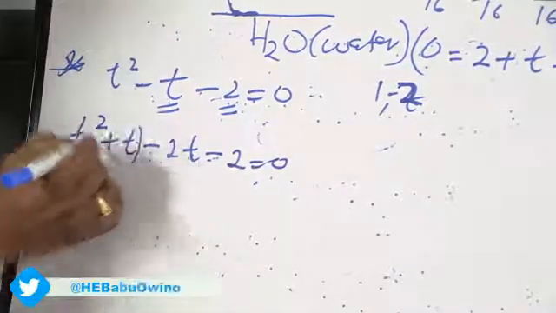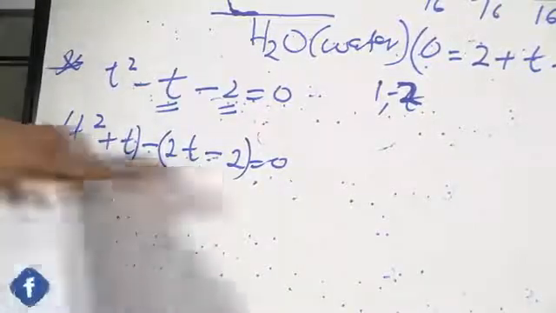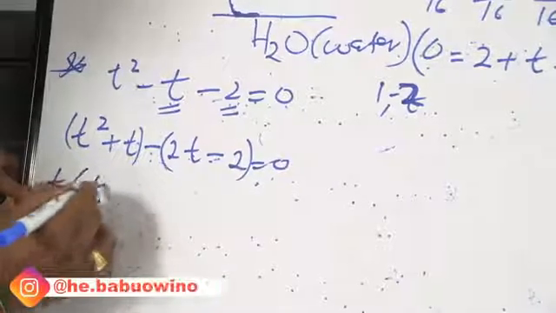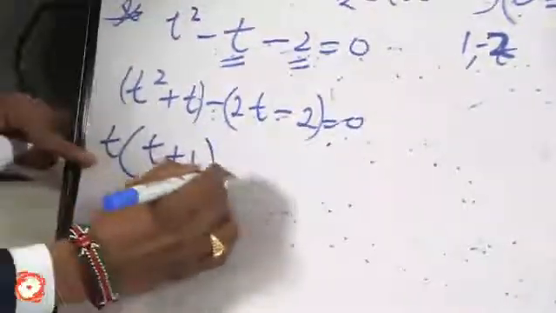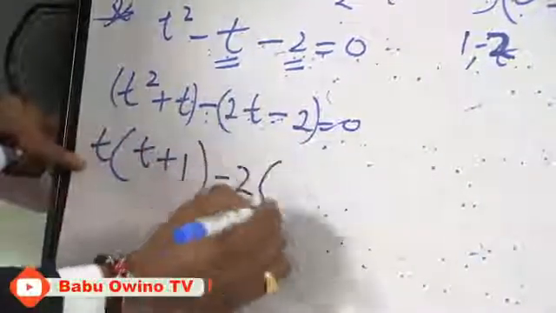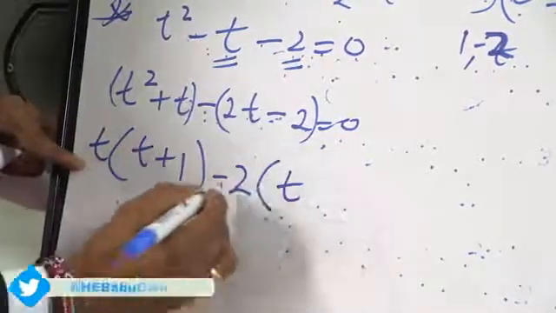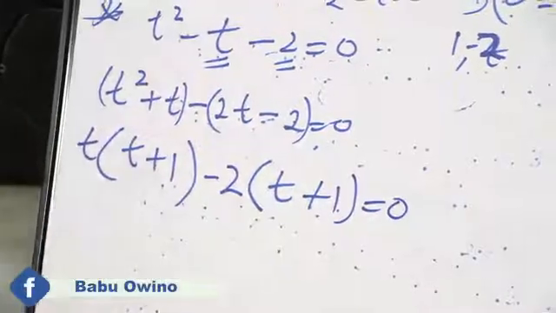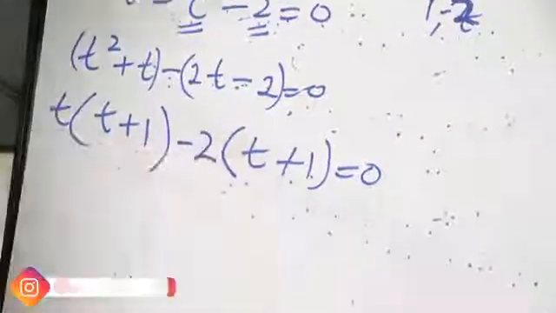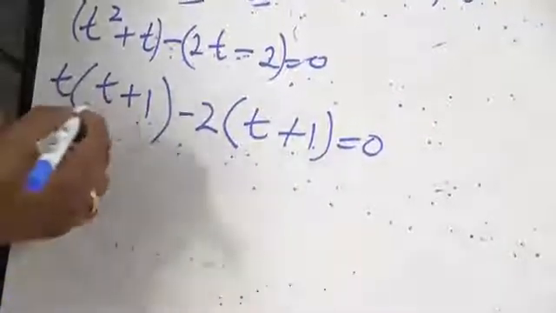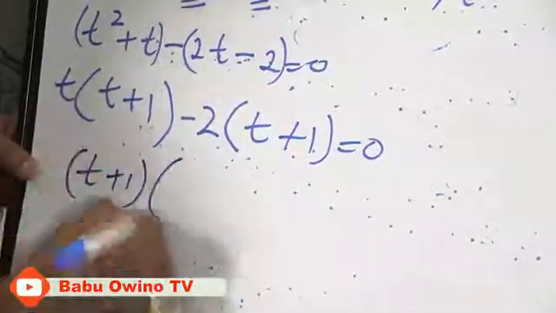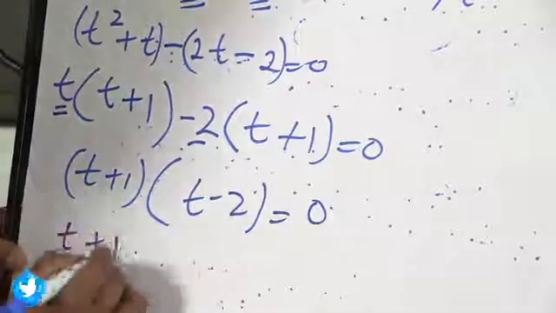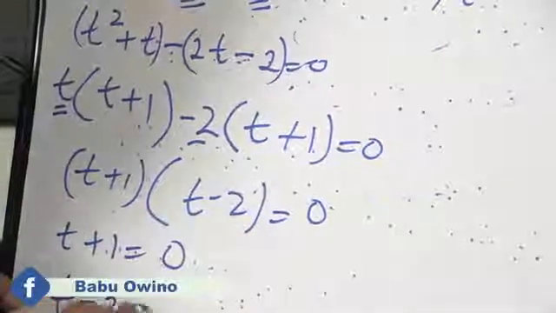Then we have the first part of the equation and the second part of the equation. We factor t out because t is common in the first part. Therefore, t into t squared gives t, and t into t gives plus 1. Minus, the common factor here is 2: 2 into 2t is t, then 2 into minus 2 is minus 1, equals 0. In our brackets, you can see clearly we have a common factor of t plus 1. So we collect the common factor of t plus 1, and then you pick t minus 2. You equate to 0: t plus 1 equals 0, and t minus 2 equals 0.